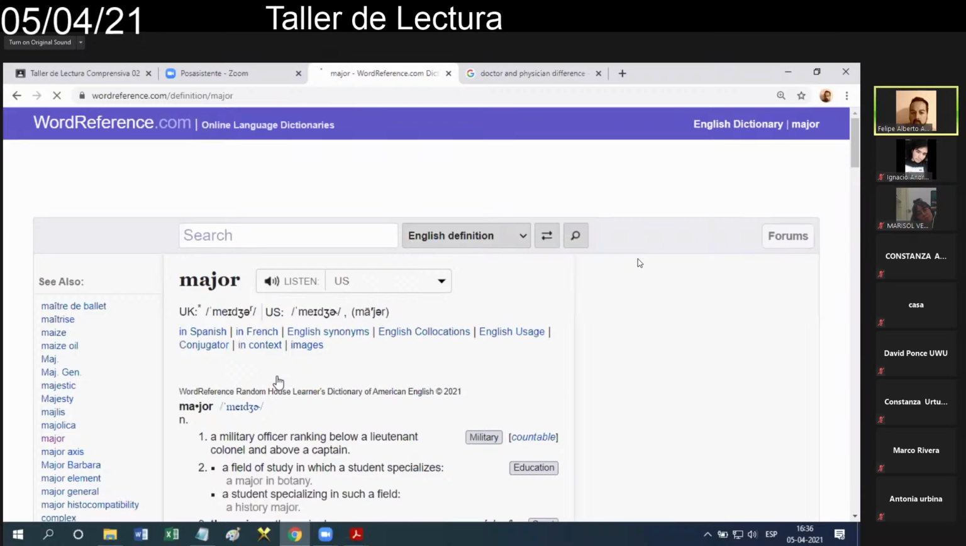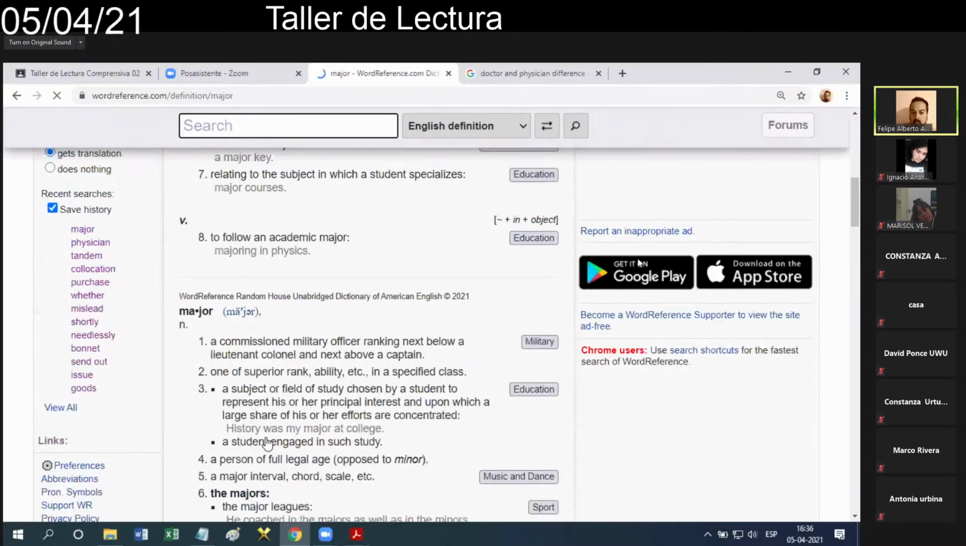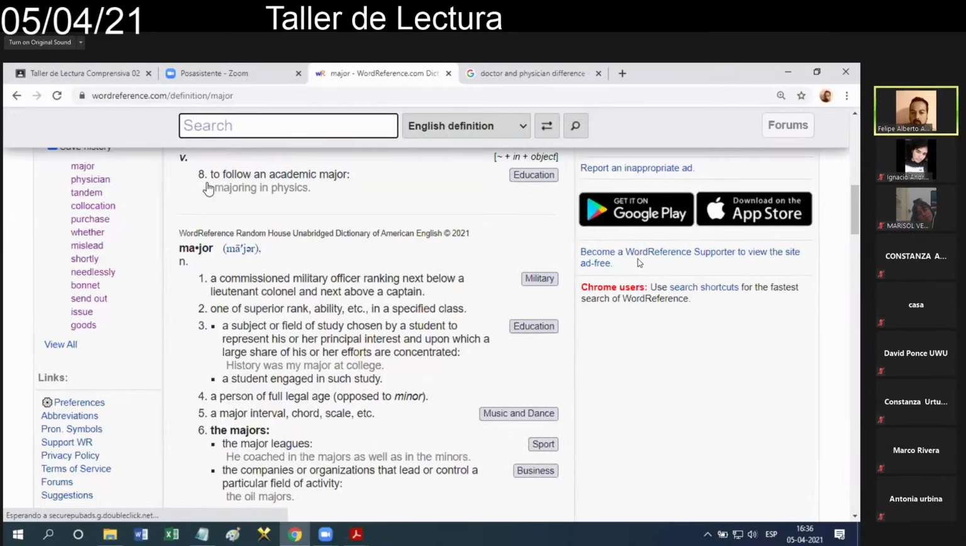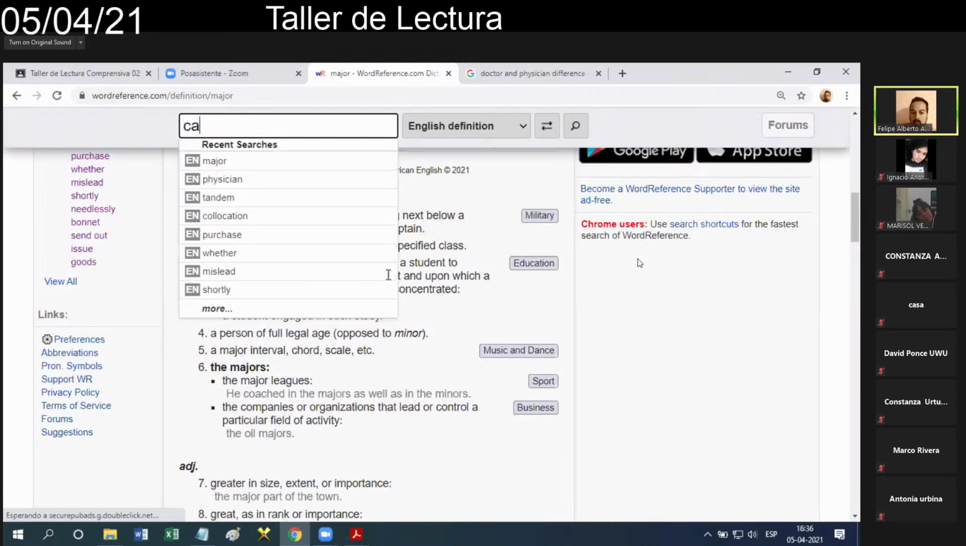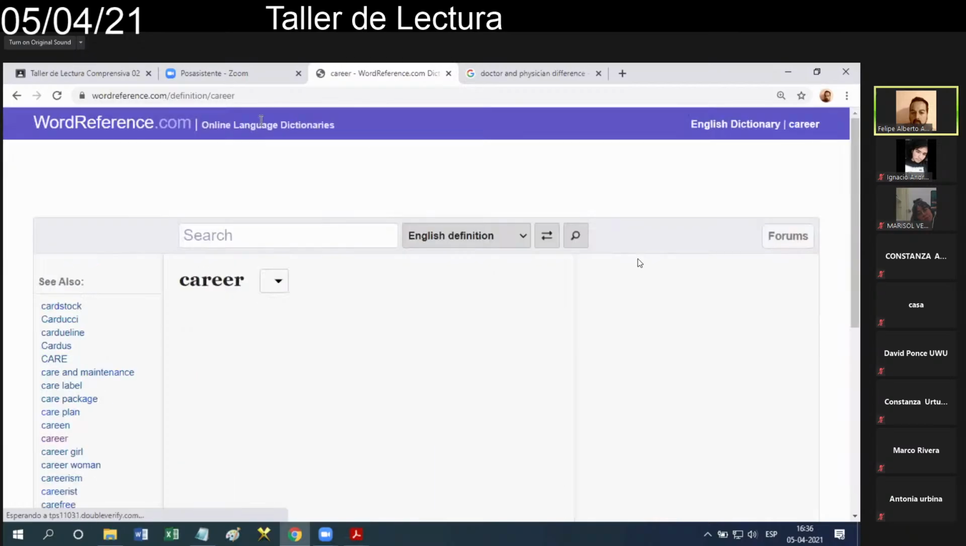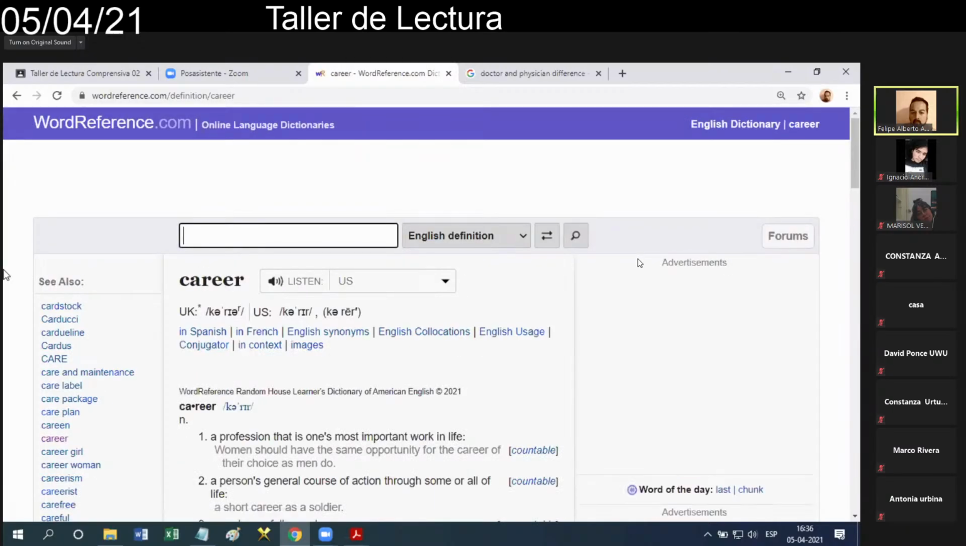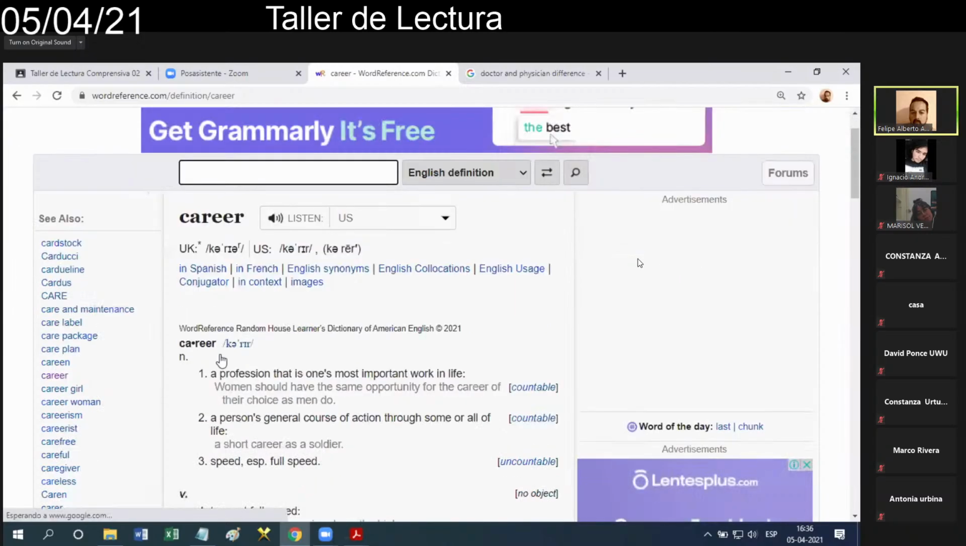Listen. You see my screen? Major. A subject or a field of study chosen by a student to represent his or her principal interest and upon which a large share of his efforts are concentrated. Major. Career, that's another thing, or it has another denotation. Career, a profession that is one's most important work in life.